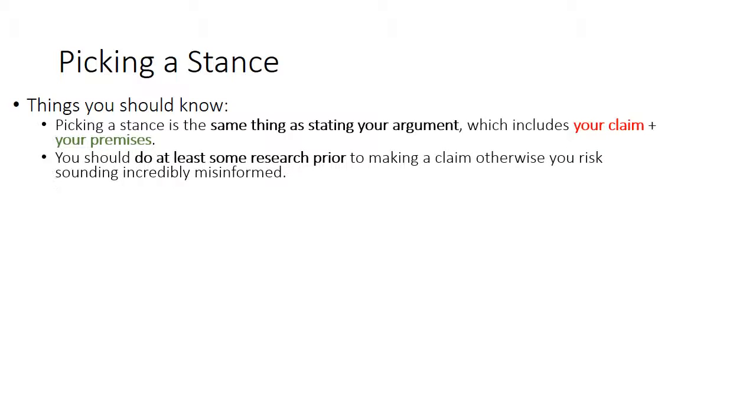Another thing you should remember is do at least some research prior to making a claim. Otherwise, you risk sounding incredibly misinformed. Like this fellow, a fast food burger contains meat. Thus, it's a good source of protein in a healthy diet. If you came up and said that, some people might think you're really misinformed, or there's something that they're completely missing that you haven't filled them in on, or they might be misinformed as well.